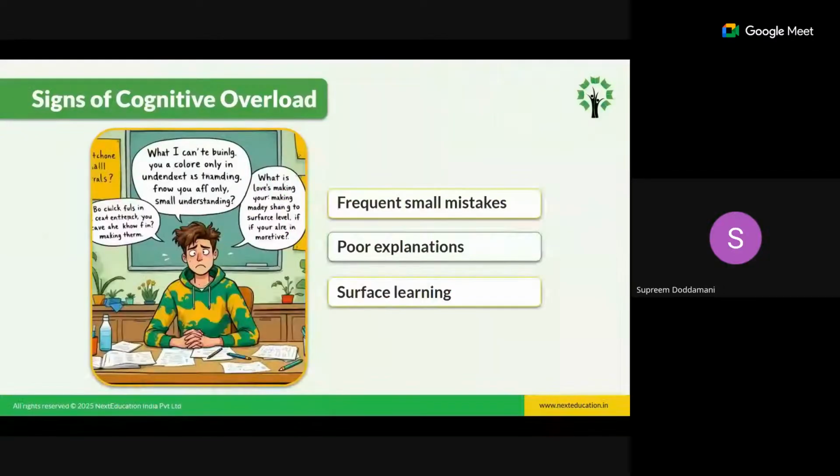Sorry, there was a little technical error. So I will share my window. Exactly, so we were talking about how we will come to know that a child is going through cognitive overload. So it is like frequent small mistakes. Even though we give a very small amount of work, the child is totally confused. What is this homework, what am I supposed to do, how am I supposed to finish it?